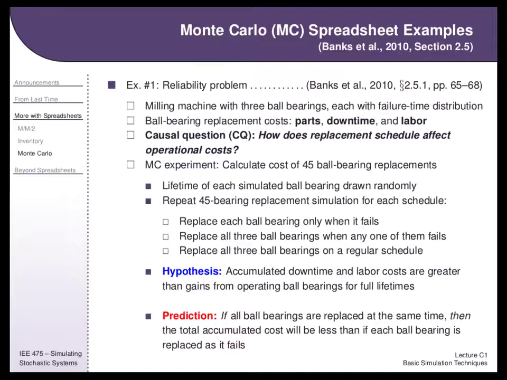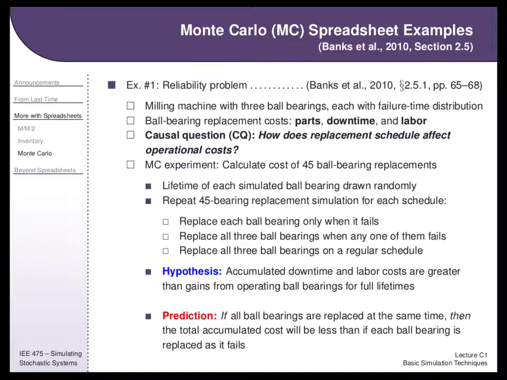And so our hypothesis here is that accumulated downtime and labor costs are greater than gains from operating ball bearings for the full lifetime. And so if we run a simulation, then we should be able to see that if all ball bearings are replaced at the same time, then the total accumulated cost will be less than the case where each ball bearing is replaced as it fails. That's what we're trying to test. We don't know if this is the case, but that's why we run the simulation.